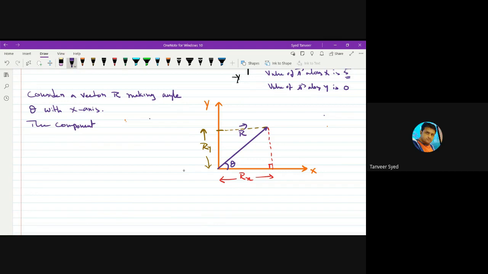So we are considering a vector r which is making angle theta with the x-axis, and the component of vector r along the x direction is rx. How can we write rx? See, I'll call this O, this is A, and this is B. OAB is a right angled triangle.